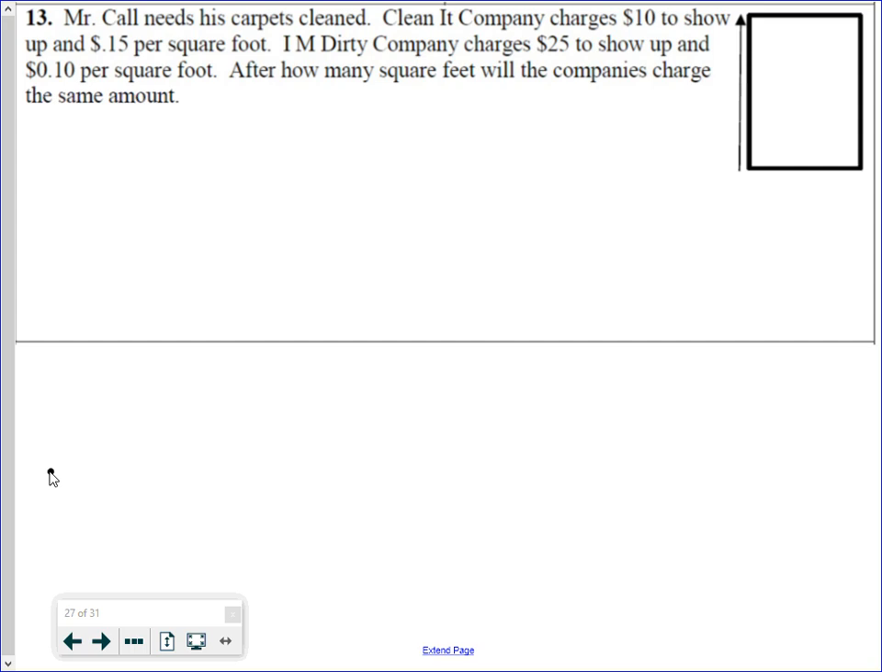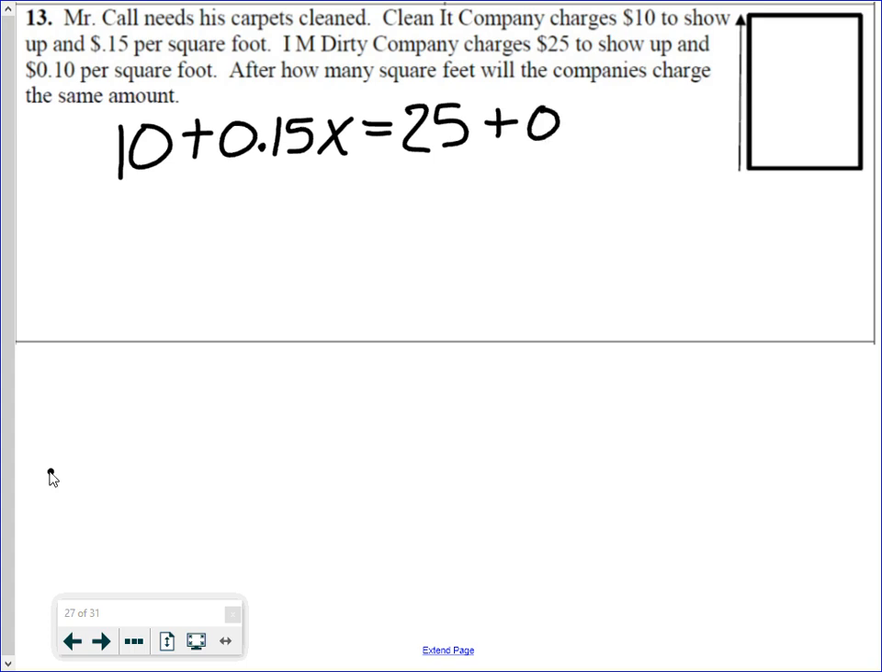Okay, so let's do this. So my first thing is Clean It Company charges $10 to show up plus 15 cents per square foot. Now the square footage of the house is going to be x square feet. And we want to know when that is going to be equal to the other company, when they charge $25 to show up, which is more, but they charge less per square foot, which is 10 cents per square foot. So the x's go with the square feet there. Now, that's our problem. Let's solve it.